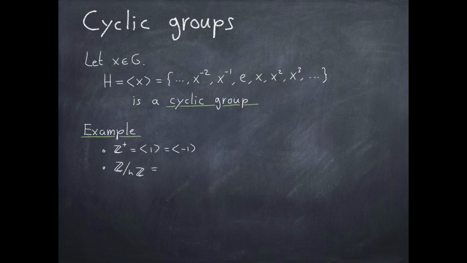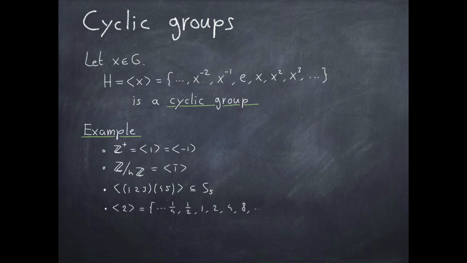Similarly, the group Z mod nZ is also a cyclic group. For n bigger than 2, the symmetric group on n elements is not a cyclic group. However, it contains cyclic subgroups. The permutation shown here generates a cyclic subgroup of S5 consisting of 6 elements in total.